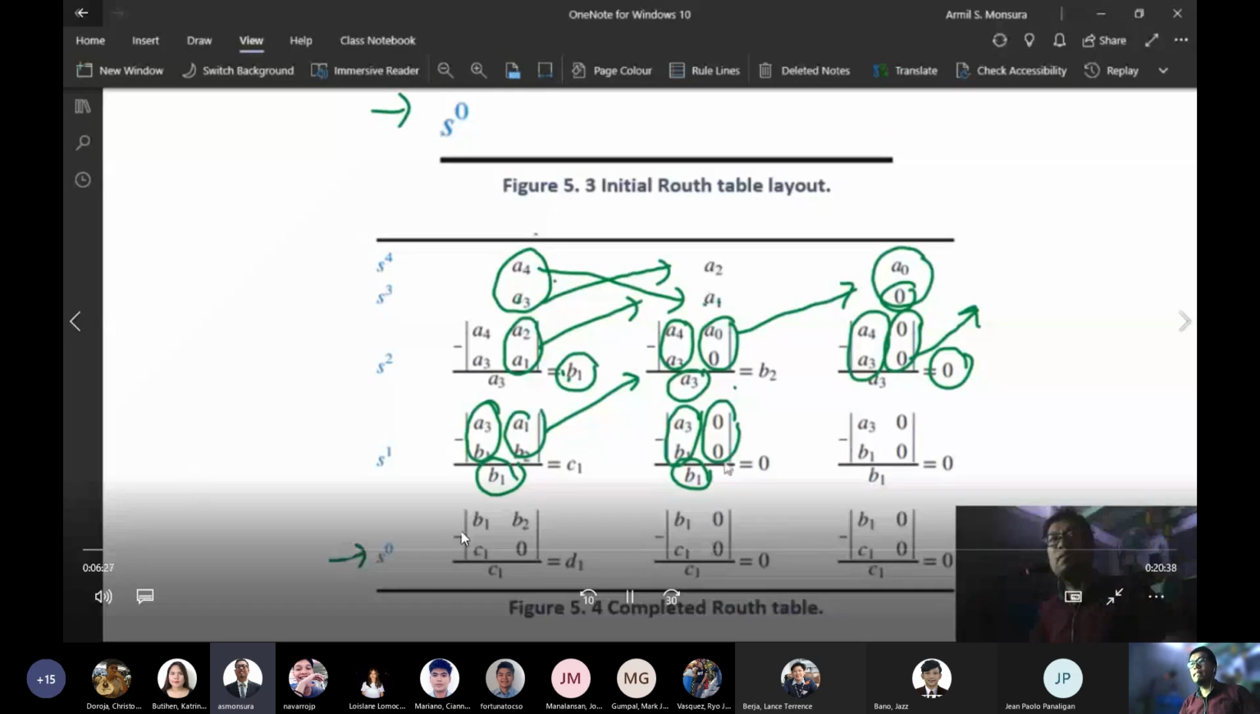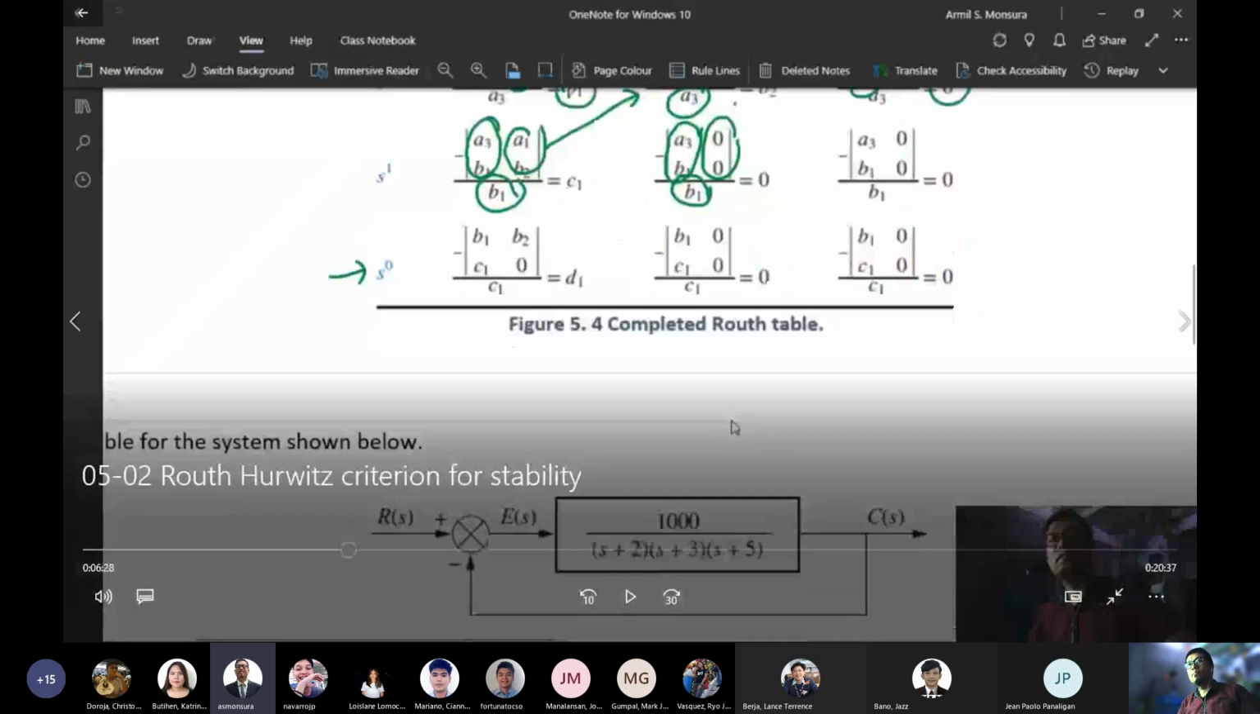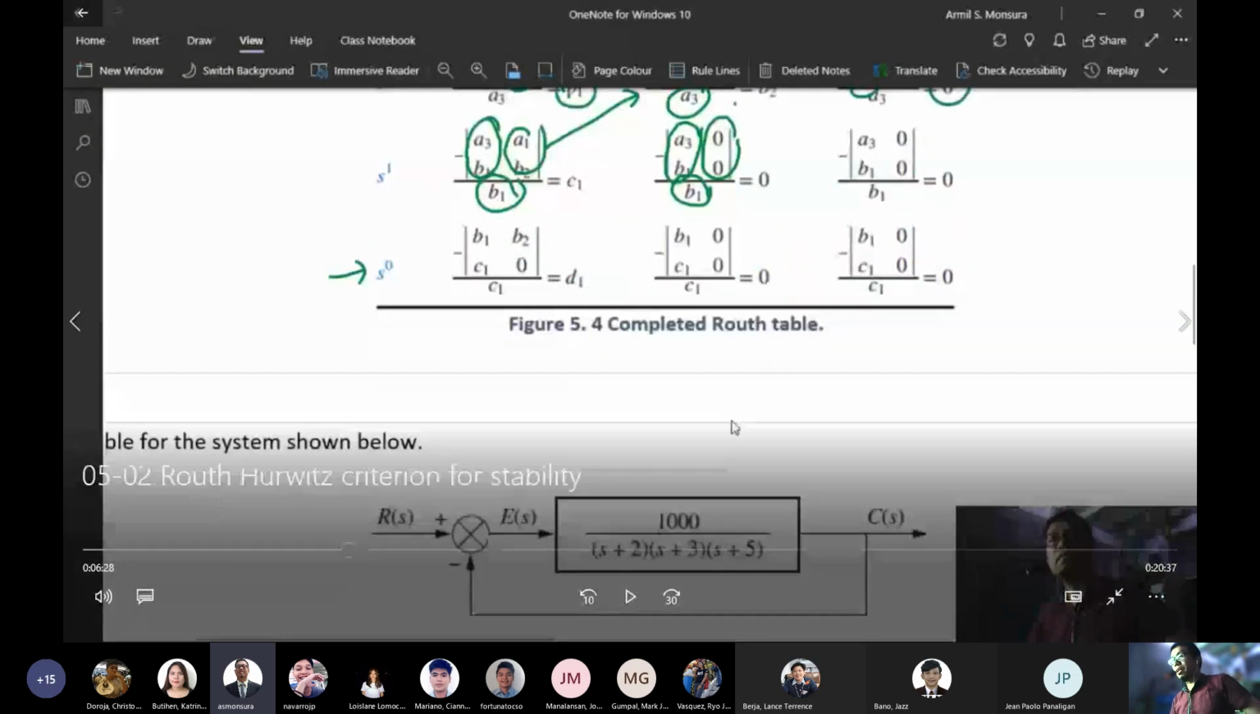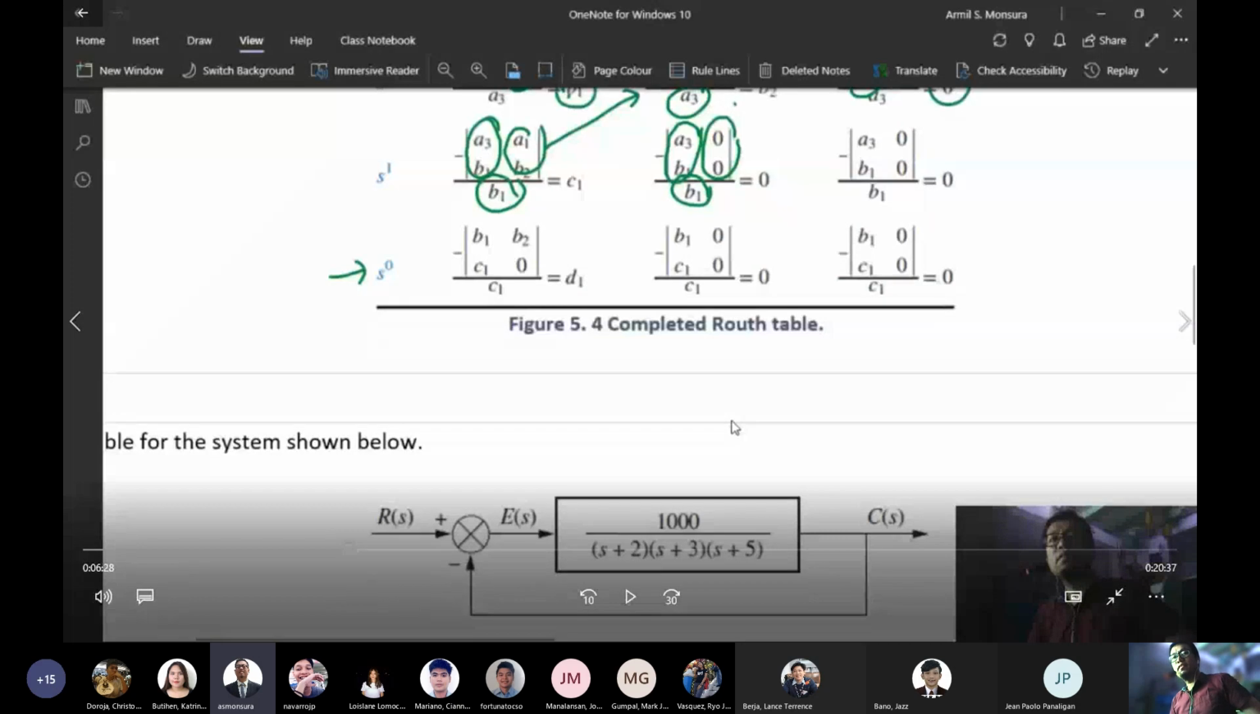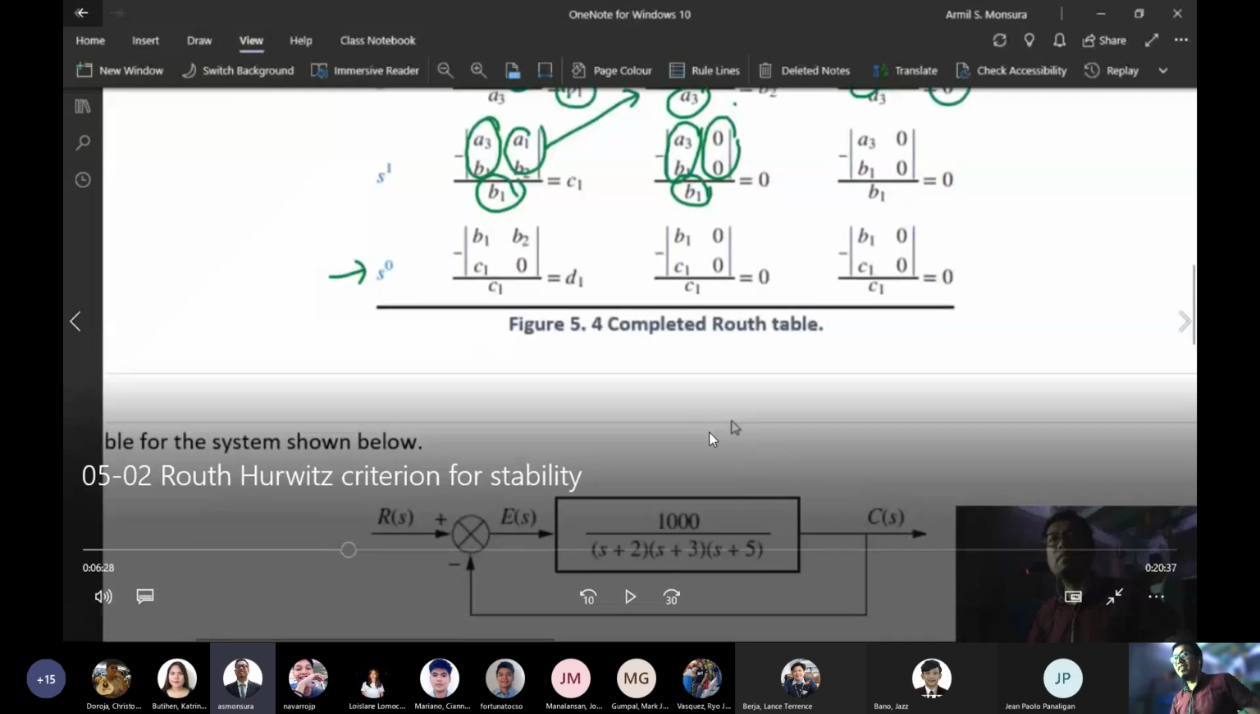Okay? Yung pagkompleto ng route table, nakuha ninyo? Okay. So, mabuti kung nakuha ninyo. Pero kapag di nyo pa nakuha, okay lang kasi pag nag-example naman tayo, mas makukuha nyo siya.